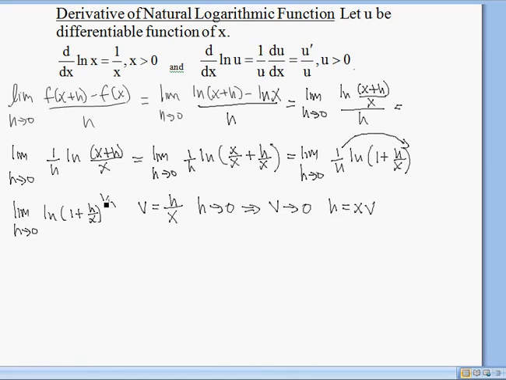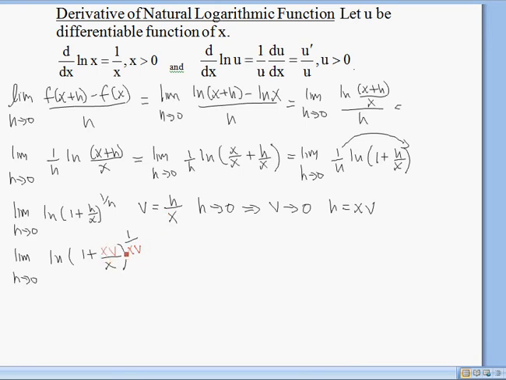So we have h is equal to v times x. So I'm going to replace h right here with that. And h is equal to x times v, so I'm going to put x times v right here. So you notice wherever there was an h, I put x times v, which just came from rewriting this here.